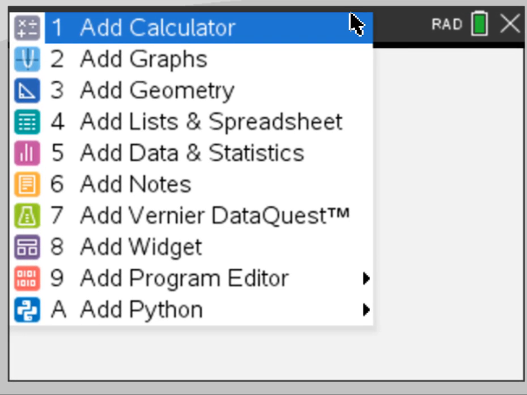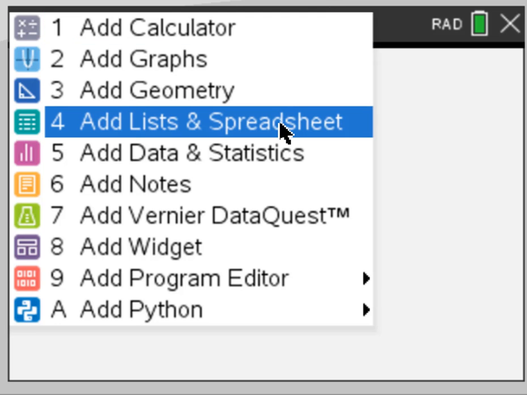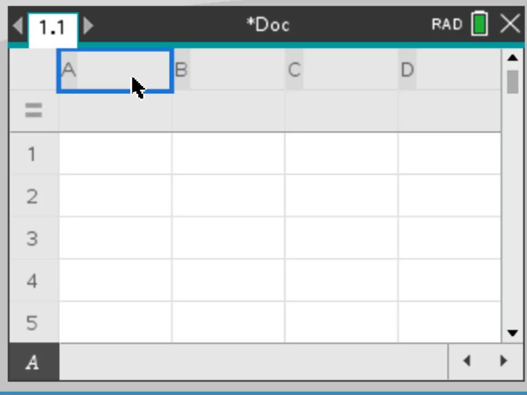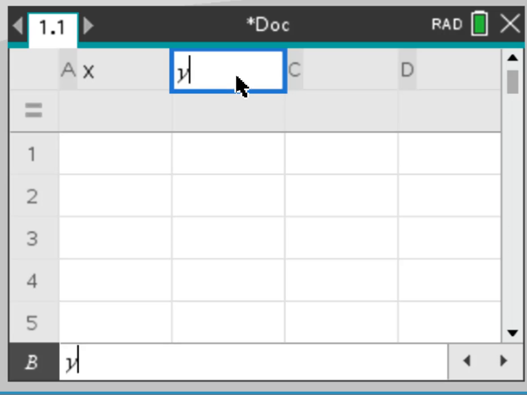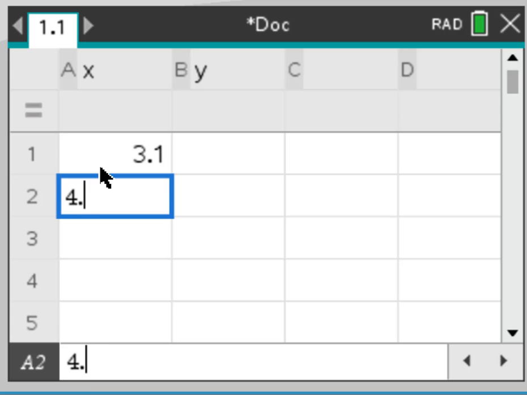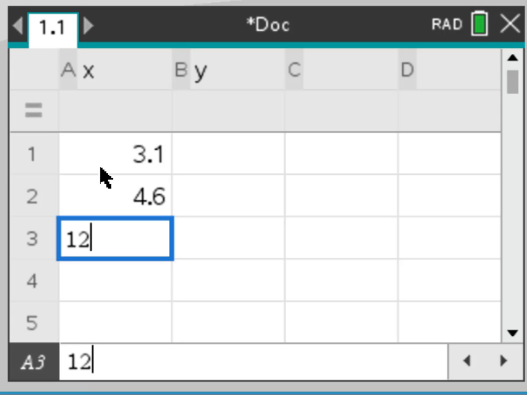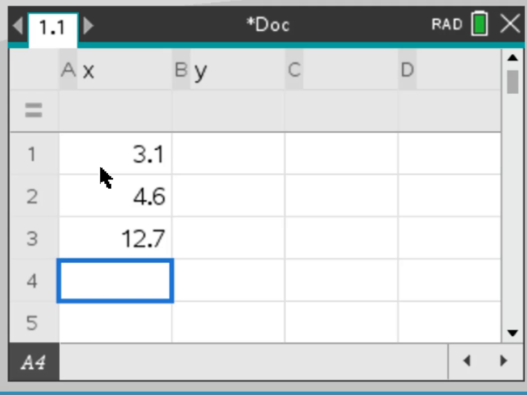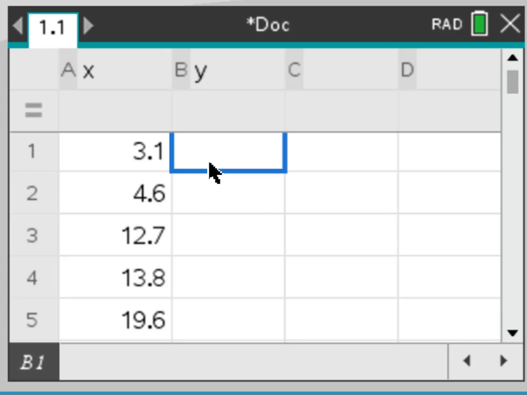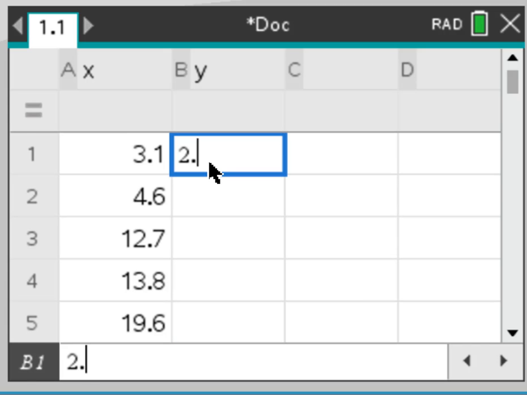So let's start by regressing, which you should have done before. So we're going to go to add lists and spreadsheets. We're going to put our x coordinates in our first column and our y in our second. So we have 3.1, 4.6, 12.7, 13.8, and 19.6.